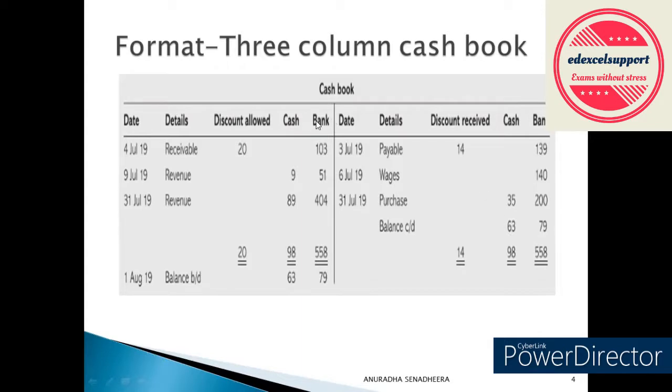In the same way, if you go to the bank column, first see what the higher side is. Here you can see the higher side is the debit side. It's 558. Bring the figure to this side, 558, and you deduct these figures from 558. Then you get the balance, 79. That's the balance carried down figure. Bring it down as the balance brought down figure to transfer to the next month. So this is the cash book format. We go to the next slide.